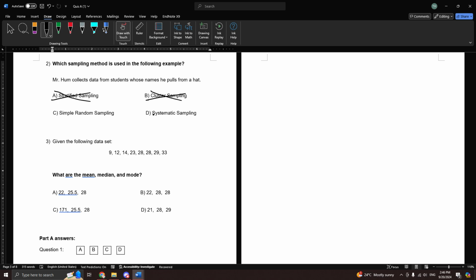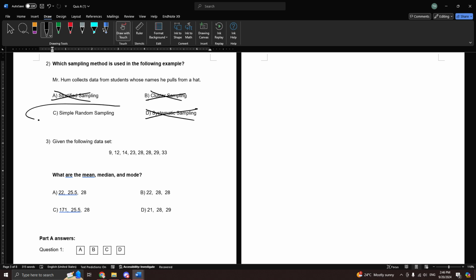Systematic sampling, what is that? That's when we sample students that are equally spaced apart from each other. So let's say I pull out a list and I ask every 5th student on that list. In this case, I am pulling names randomly from a hat, so that's not what I'm doing. There's no guarantee that the students are going to be evenly spaced apart. It is not systematic sampling.